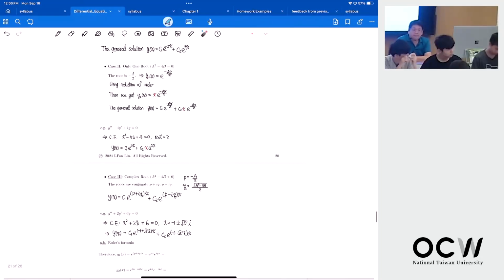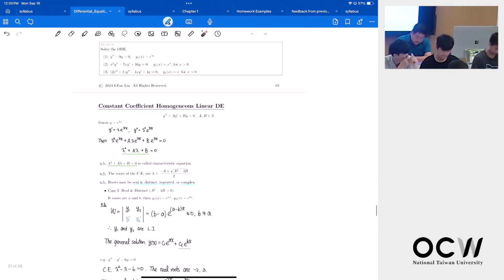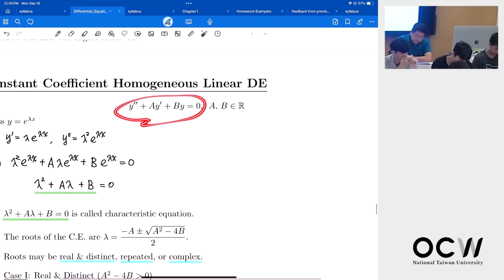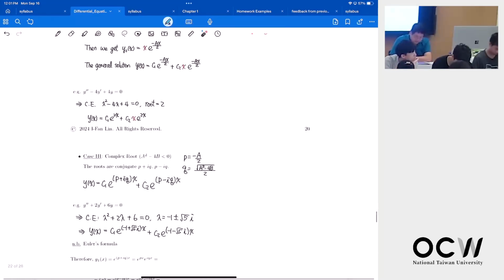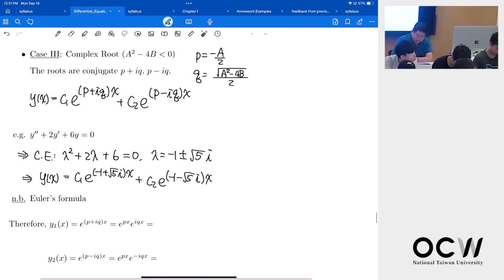Okay. But since here the homogeneous equation has real number coefficients, and finally I give the answer as a complex number, it's a little bit weird. So we can also simplify this expression, the solution.